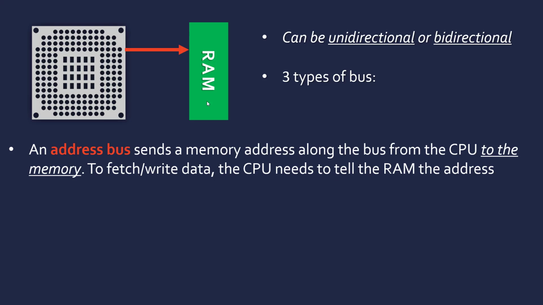And so in a 64-bit computer where addresses are 64 bits long, the address bus has to be 64 bits wide. And it's only unidirectional because the RAM doesn't need to communicate addresses to the CPU, and if it does, it will use the data bus.